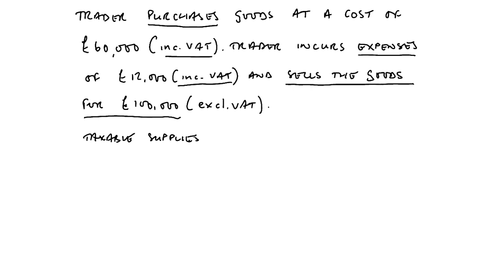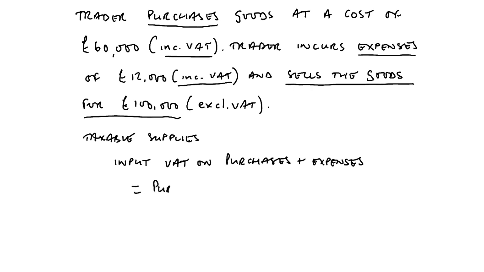Now those taxable supplies could either be standard rated, so we charge 20% on the sales of £100,000, or zero rated, in which case there'd be nothing to charge on the sales of £100,000. But so long as the sales that we make are taxable supplies and we are registered for VAT, then we can recover the input VAT on the purchases and expenses.